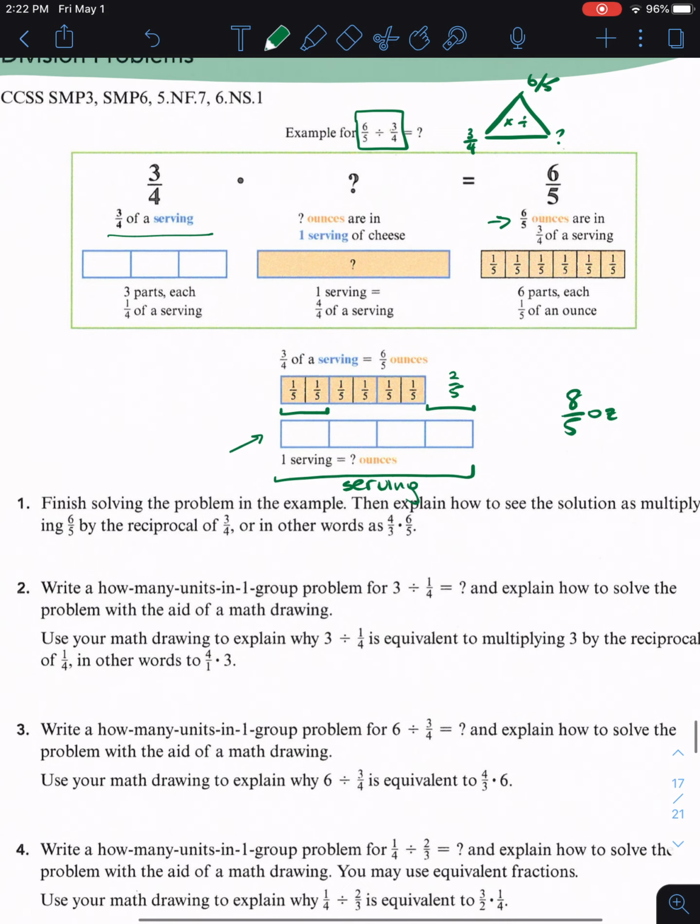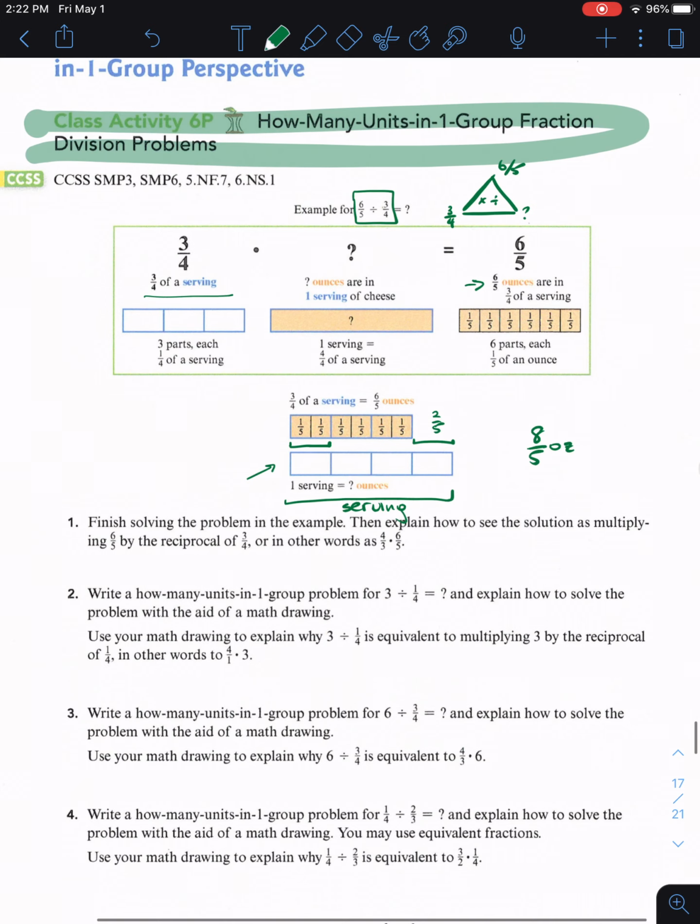Okay, so finish solving the problem in the example, then explain how to see the solution as multiplying 6/5 by the reciprocal of 3/4, or in other words, 4/3 times 6/5. All right, so what I'm going to say instead of this here is that we're going to discuss this using the fractions handout instead. And this question is going to become a lot more obvious and a lot more clear.